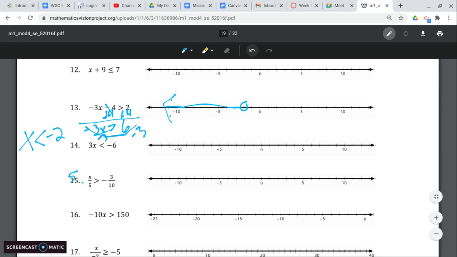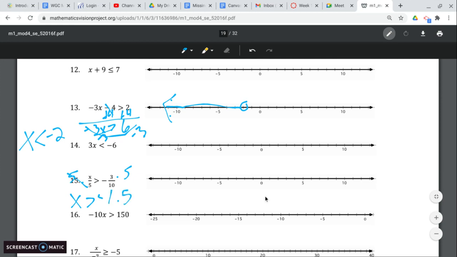We multiply both sides by 5. That cancels that out. So we have x is greater than... Now, if we take a negative 3/10 and multiply it by 5, we're going to get negative 15 over 10, which is going to give us negative 1.5. So x is greater than negative 1.5.